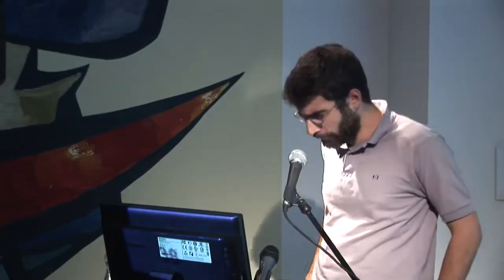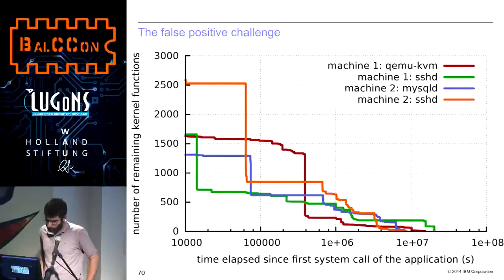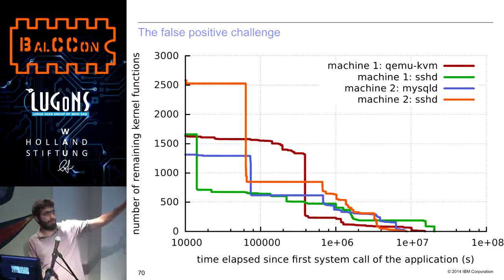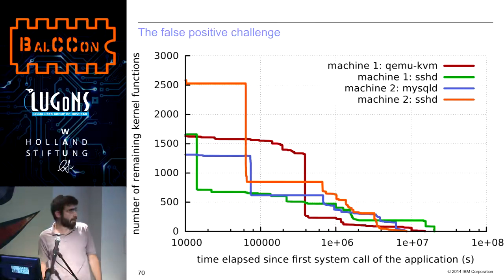All right, so to give an idea of the problem with false positives, we performed the following experiment. We ran different applications on different machines for a duration of a bit over a year. Within 1 to 3 months, you will have everything converge. On the x-axis, we have time on a logarithmic scale, and on the y-axis, we have the number of remaining kernel functions to be traced before we converge, right?